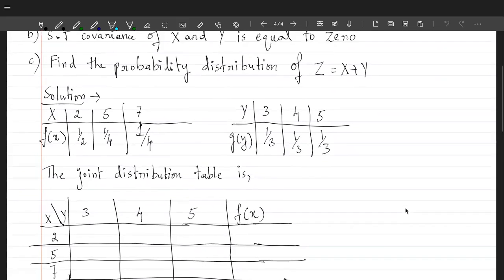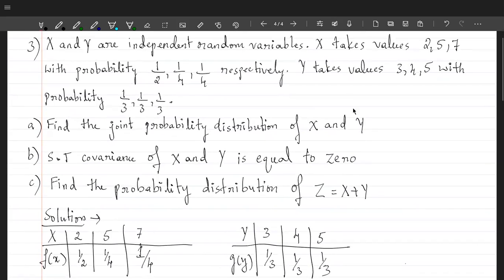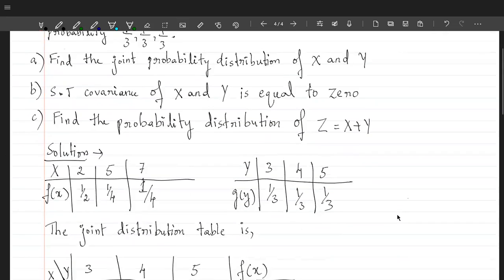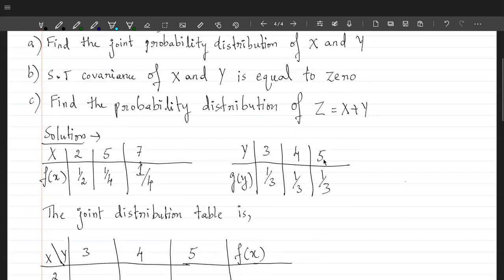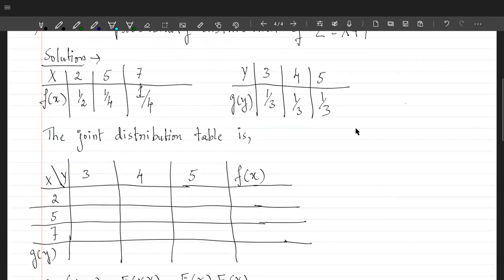So now here they have given you the marginal probability distribution. Not really, you will have to make them. So x takes the values 2, 5, 7, write them, and they have given you the corresponding probabilities, that is f of x. When x takes the value 2, corresponding probability is 1 by 2. So write that. For 5 it is 1 by 4, for 7 it is 1 by 4. Then for y, the values taken by y are 3, 4, 5. Corresponding probabilities are all 1 by 3. Now using this, you will have to make the joint probability distribution table.